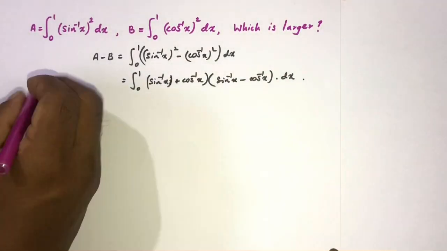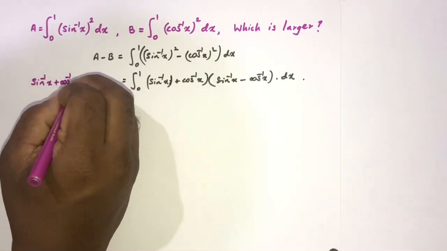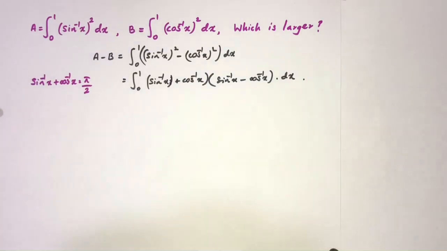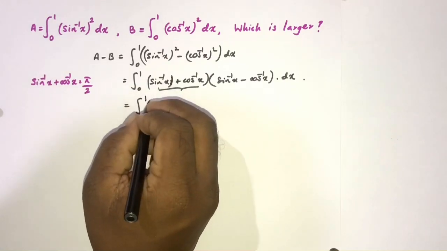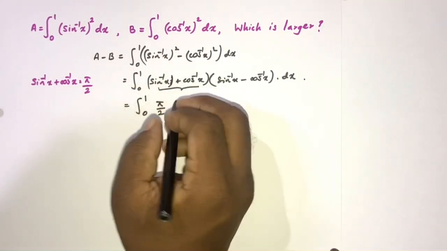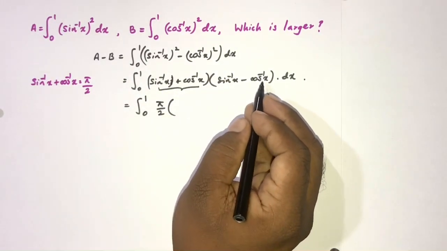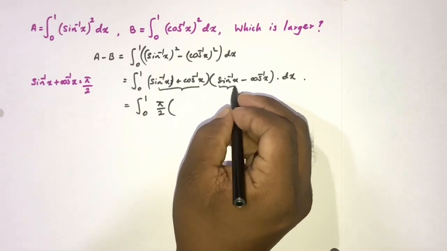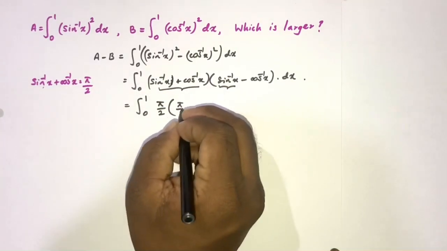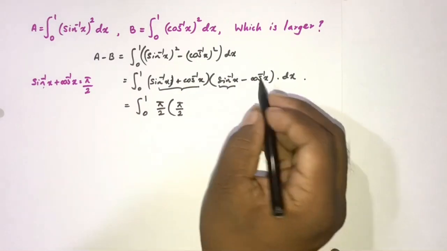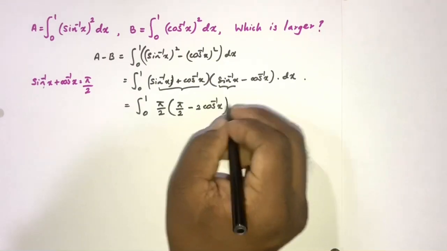Well, then we know inverse sine of x plus inverse cosine of x is equal to pi over 2. So this is equal to pi over 2, so we can write integral from 0 to 1, pi over 2 times inverse sine of x minus inverse cosine of x. Now we know inverse sine of x is equal to pi over 2 minus inverse cosine of x. So we can write pi over 2 minus inverse cosine of x, and here we also have minus inverse cosine of x. So 2 times inverse cosine of x dx.